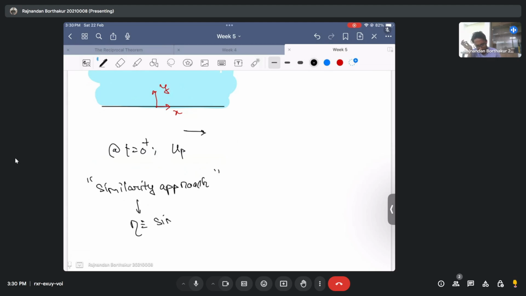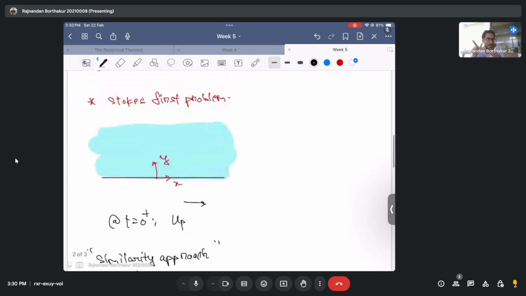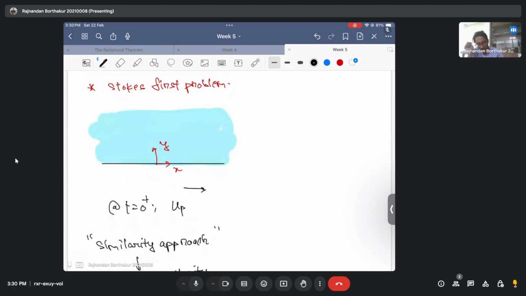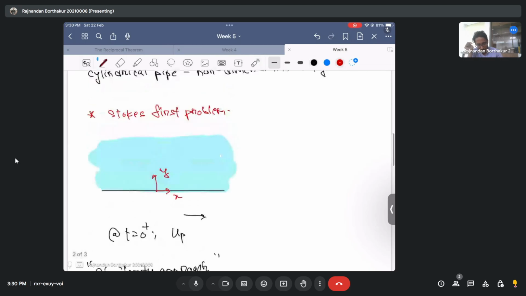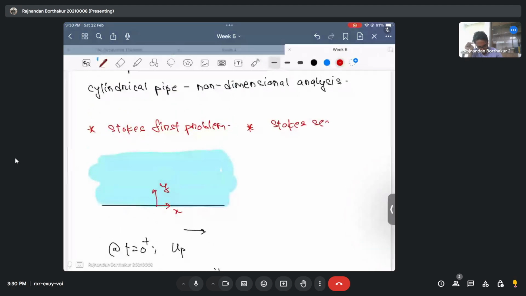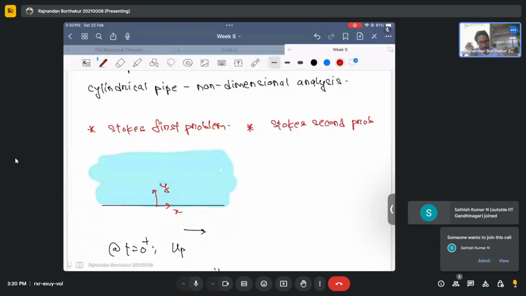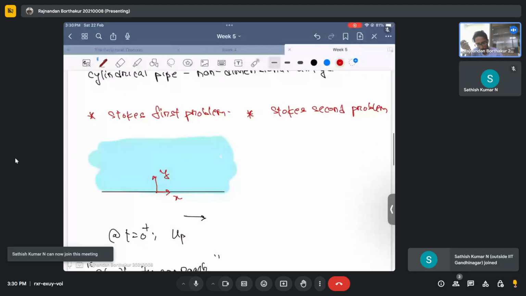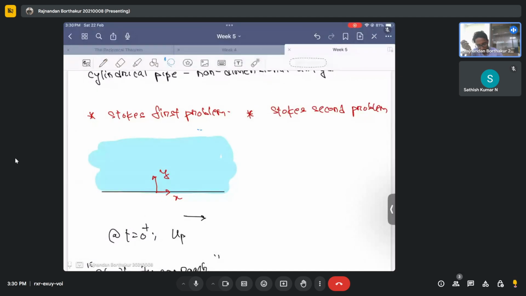So this was the similarity variable. This eta was a function of y and t. And then you used this similarity approach to convert the PDE into an ODE. However, a very similar problem is what we call the Stokes second problem. So this is basically the Stokes second problem, where you saw that we had a similar setup: there was a plate, and a fluid sitting on top of this plate, just a similar setup like this.